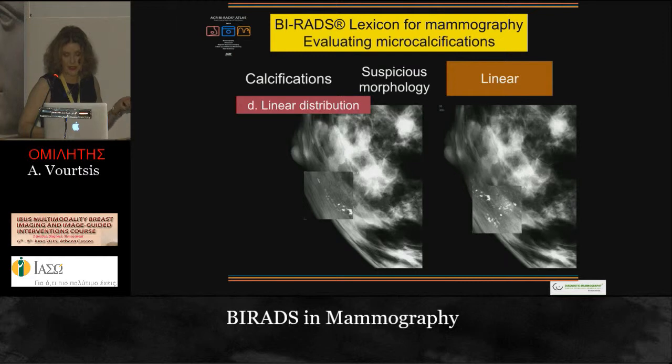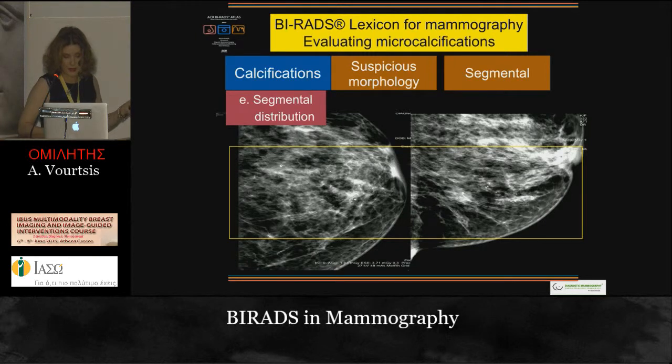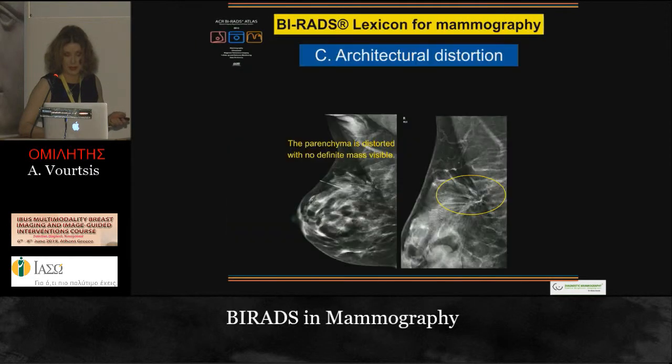Linear distribution is another descriptor, so please, again, keep in mind that, besides the morphology, the distribution should always be taken into consideration. Segmental distribution also might represent a suspicious finding, and should always be taken into consideration before classifying your calcifications. It might suggest deposits of calcifications in a duct or ducts and their branches, even if they are amorphous. Even if you have amorphous or punctate calcifications, it should always raise suspicion when the distribution is segmental.